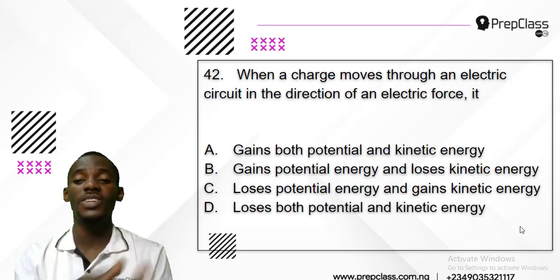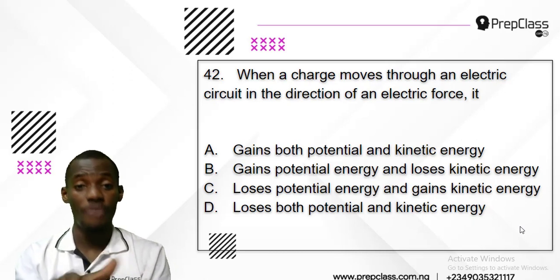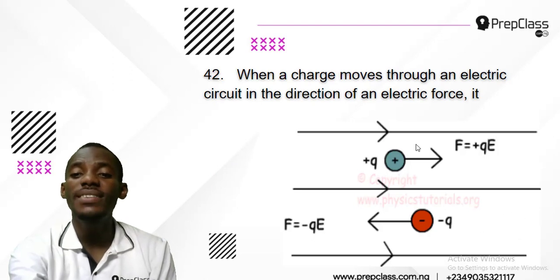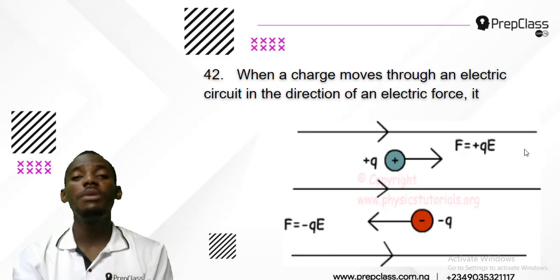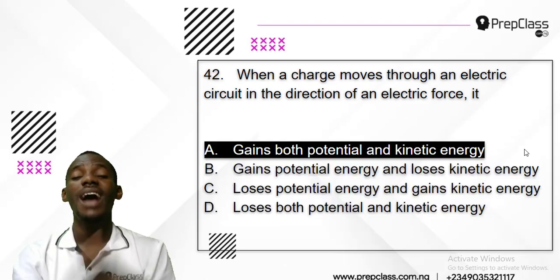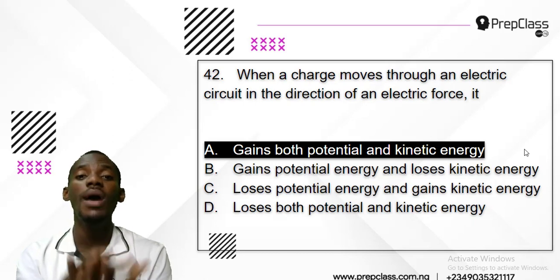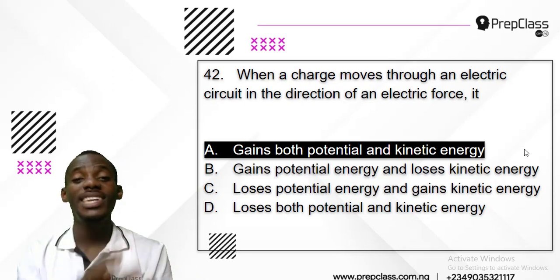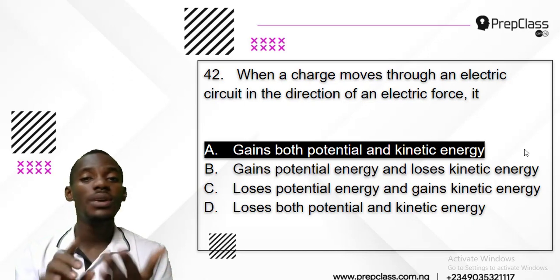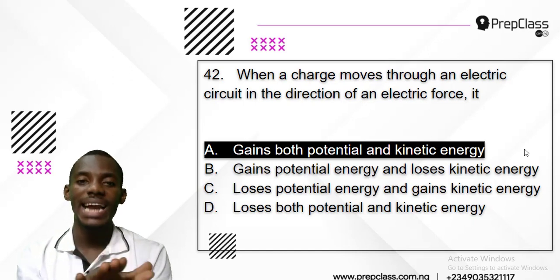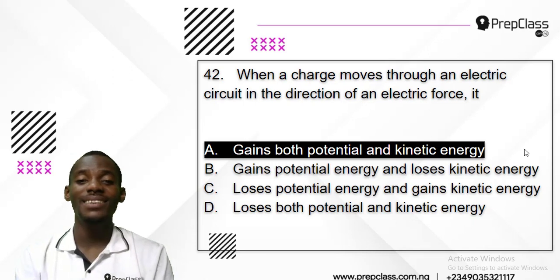Now when the charge and the electric force are friends, it will not lose, it will rather gain. If they are moving in the same direction, they will both gain, they will not lose. So the answer is that it gains potential energy and gains kinetic energy, because the two are well aligned. But if one is moving in the opposite direction, there might be a loss in the process. Generally, if the two are moving in the same direction, there will be maximum gain and no loss, and that is the answer for number 42.